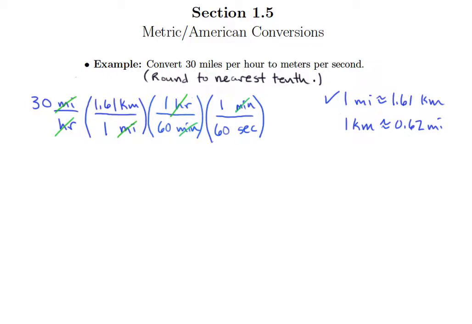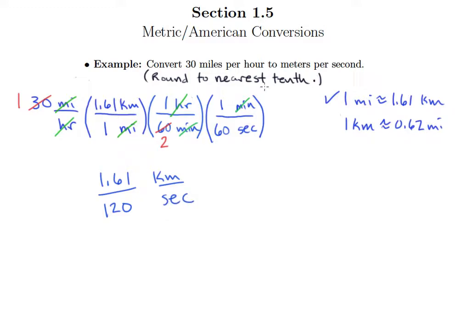But let's also see if there's any simplifying we can do. Notice I have a 30 here and a 60 there. So 30 divided by 30 is 1. 60 divided by 30 is 2. So what we end up with here is, in the next step, simply 1.61 on top over 2 times 60 is 120 on bottom, and that's kilometers per second.